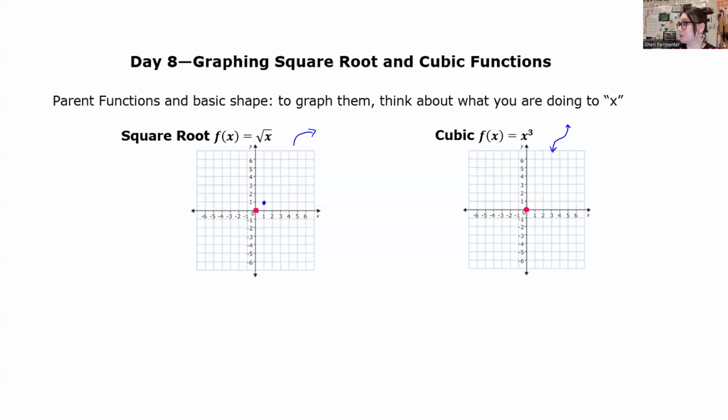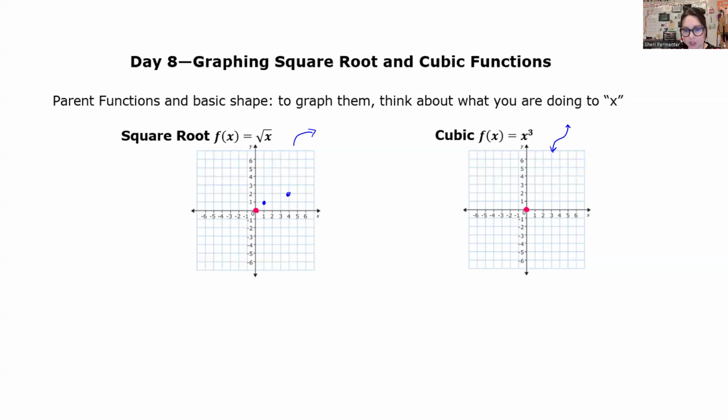The next perfect square is 4. What's the square root of 4? 2. So now I'm going to go back from the starting point, and I'm going to go over 4 and up 2. Does anybody know what the next perfect square is? 9. So if you have enough room, you could also go over 9 and then up 3.